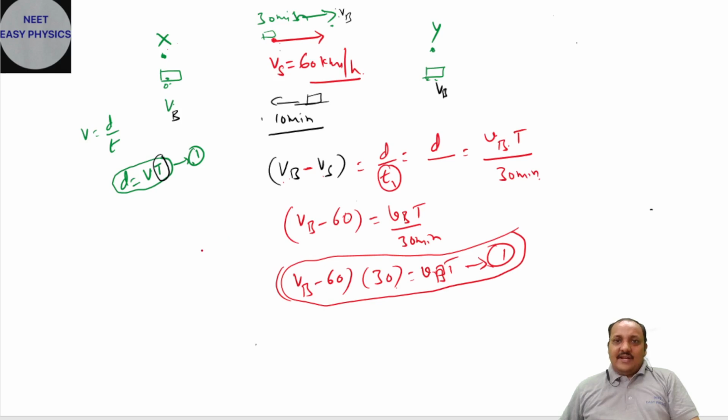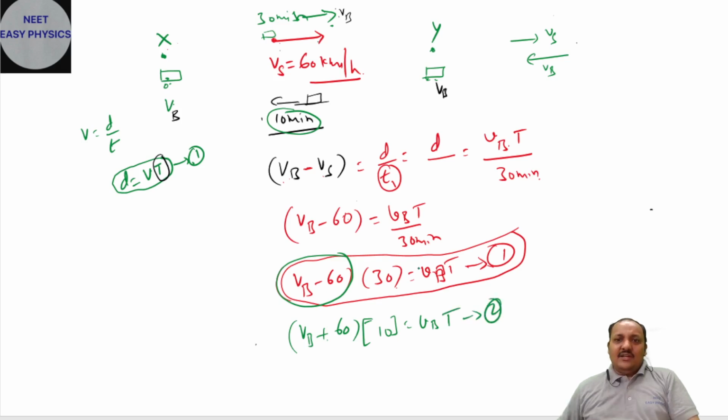After writing the first equation, you can write the second very fast. Now after every 10 minutes, the bus is crossing in the opposite direction. Opposite direction means we have to take VB plus 60, because the scooty velocity is not changing. In place of 30, we write 10. So VB plus 60, into 10, is equal to VBT. Call it equation number 2.